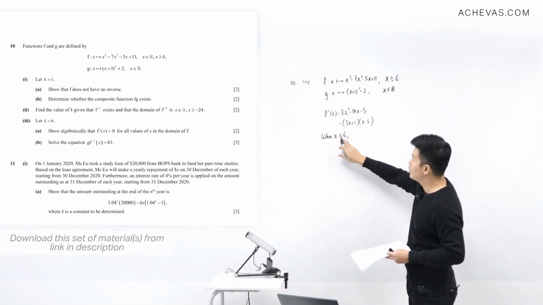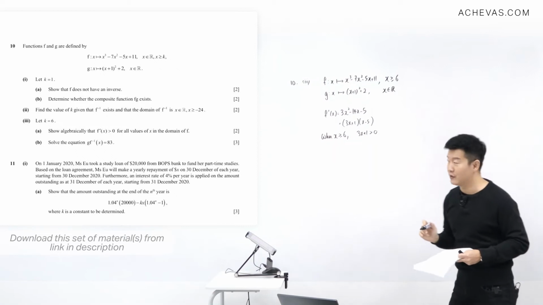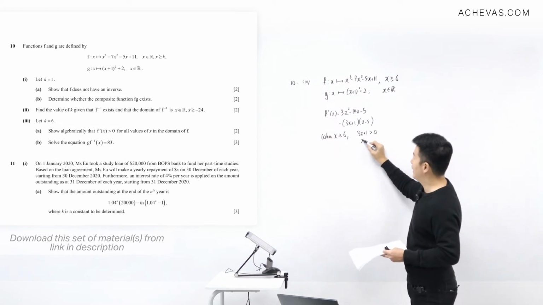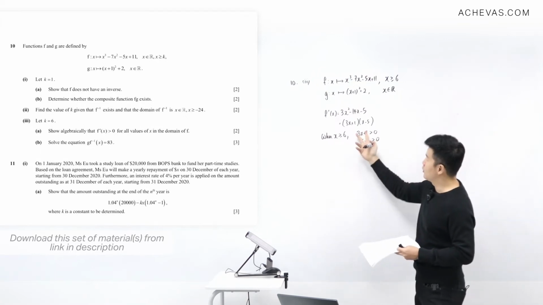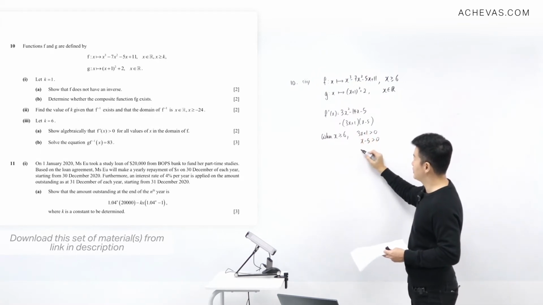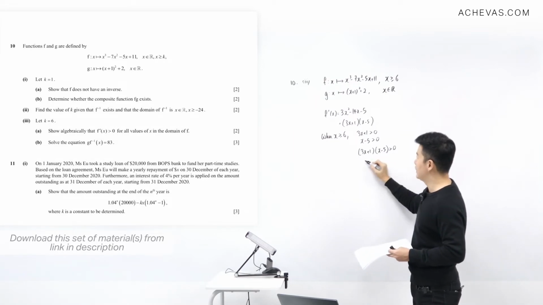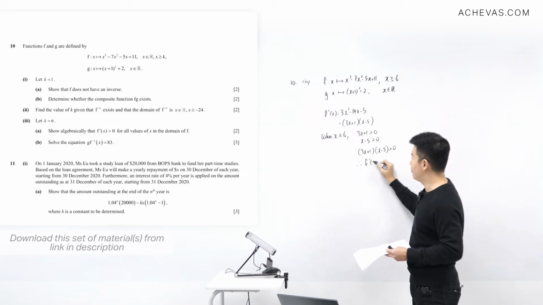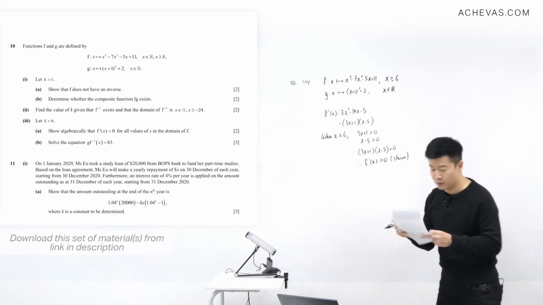So when x is bigger or equal to 6, we have a 3x plus 1 that is definitely going to be a positive expression. And we have an x minus 5, which is also definitely going to be a positive expression. So a positive expression multiplied by a positive expression will remain as positive. This tells us that f prime x, which is actually this, is also going to be bigger than 0. This is what the question wants us to show.